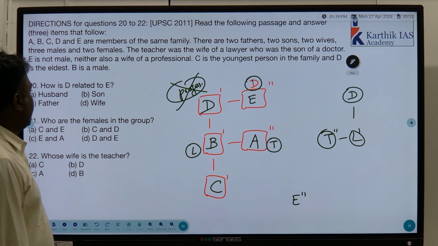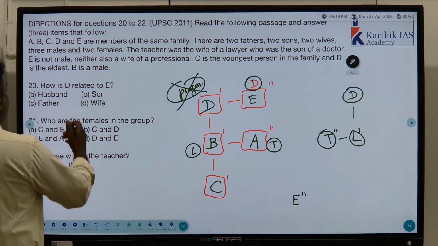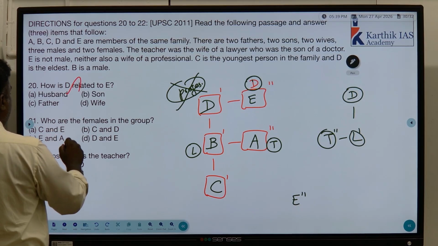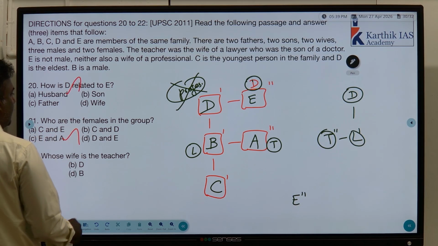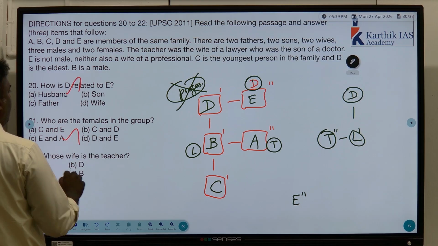How is D related to E? It is husband. Who are all the females in the group? A and E. Whose wife is the teacher? B's wife is the teacher.